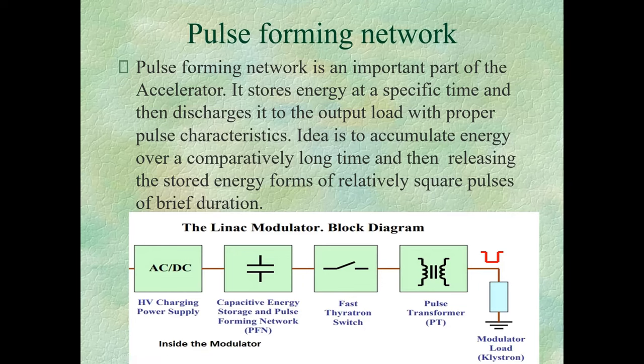And here I have a block diagram. So from capacitance, the signal goes to the fast thyratron switch, and the thyratron switch gives the signal to the pulse transformer. So all this section is the modulator. And then finally from the modulator, the signal moves on to klystron or magnetron.